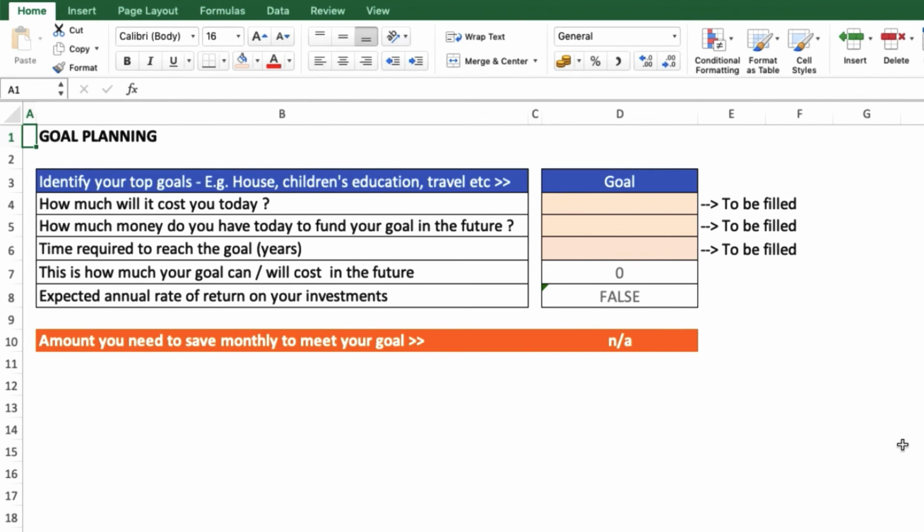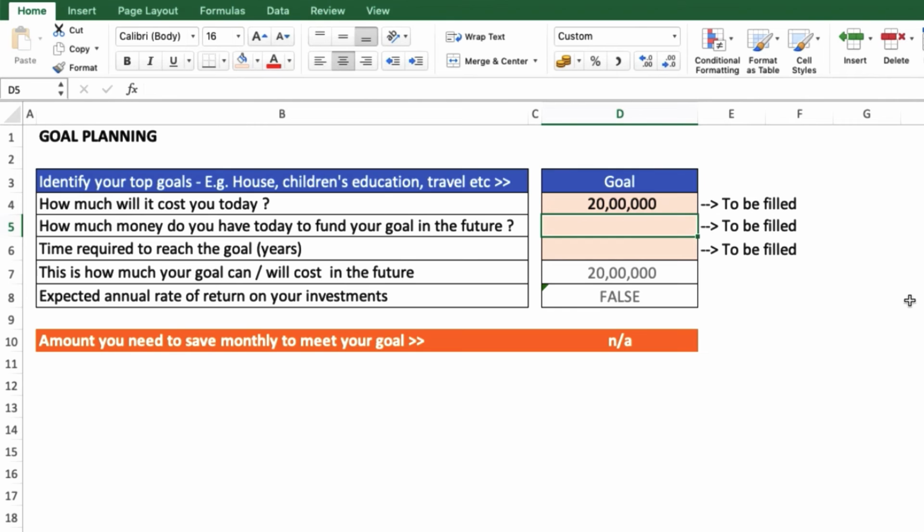So let's open up the Excel with a name called goal planning. This can be used for any goal assessment. We are looking into child's education for now. This requires a couple of data points. So first is how much will be the cost of the goal today. So let's say the goal today costs me 20 lakhs.